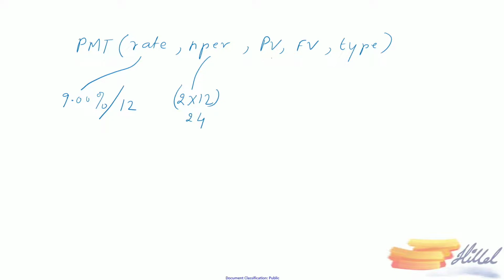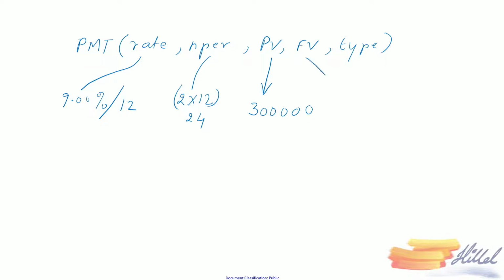Present value is the loan taken, right? So if you have taken a loan of 3 lakh rupees, then 3 lakh rupees would be your principal value or the present value of the amount.